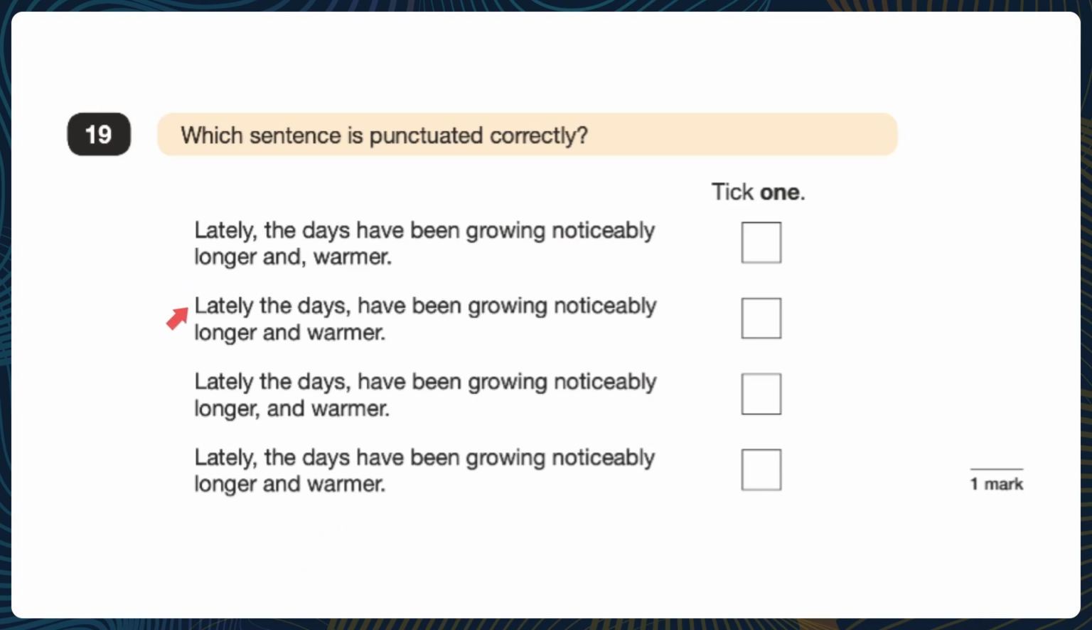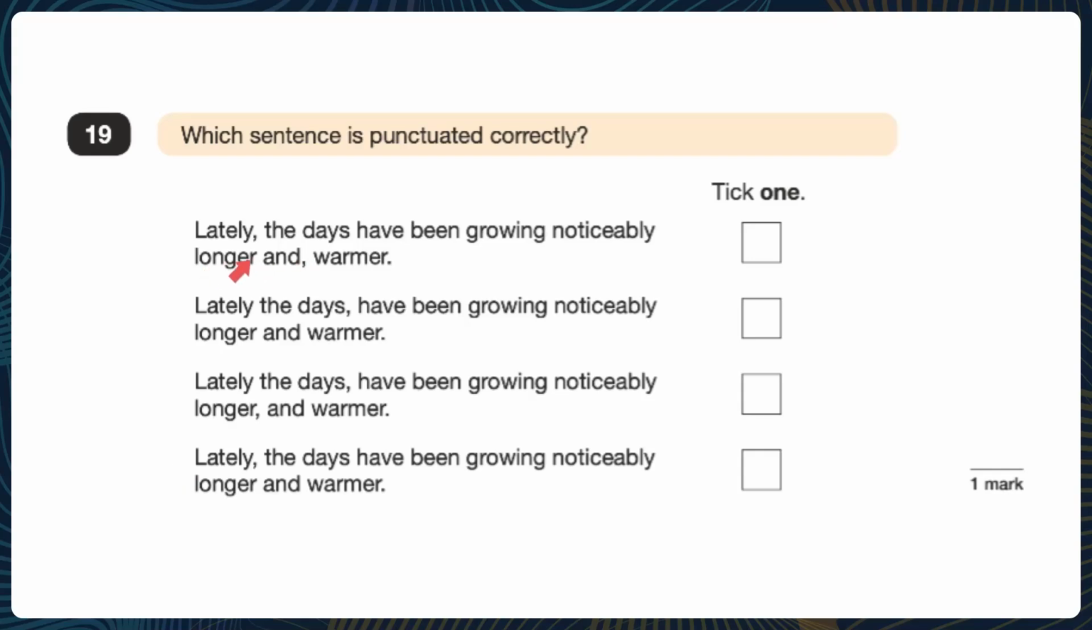And to finish this, we have another example of these: which sentence is punctuated correctly. Now, if we just read through them, we've clearly got a fronted adverbial that we can see here at the start. So for me, these two straight away don't really read particularly well. Lately, the days, comma. So if we know fronted adverbials, this isn't really telling us anything correctly about the manner, the time, the duration, because really it would just be lately.